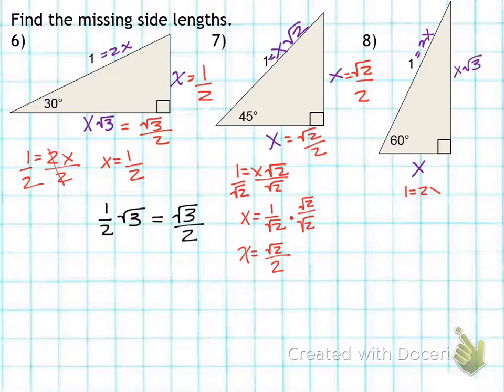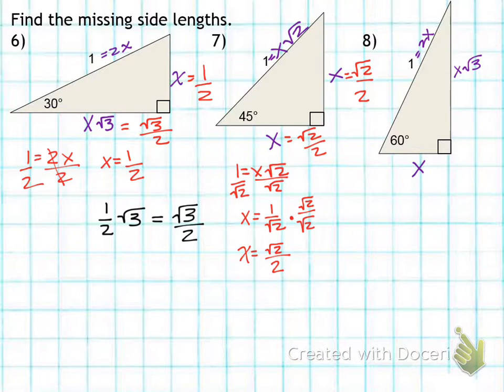Okay, number 8, you might notice looks very familiar. It looks very similar to number 6. Okay, you see it's a congruent triangle to number 6, but it's been rotated 90 degrees and reflected.